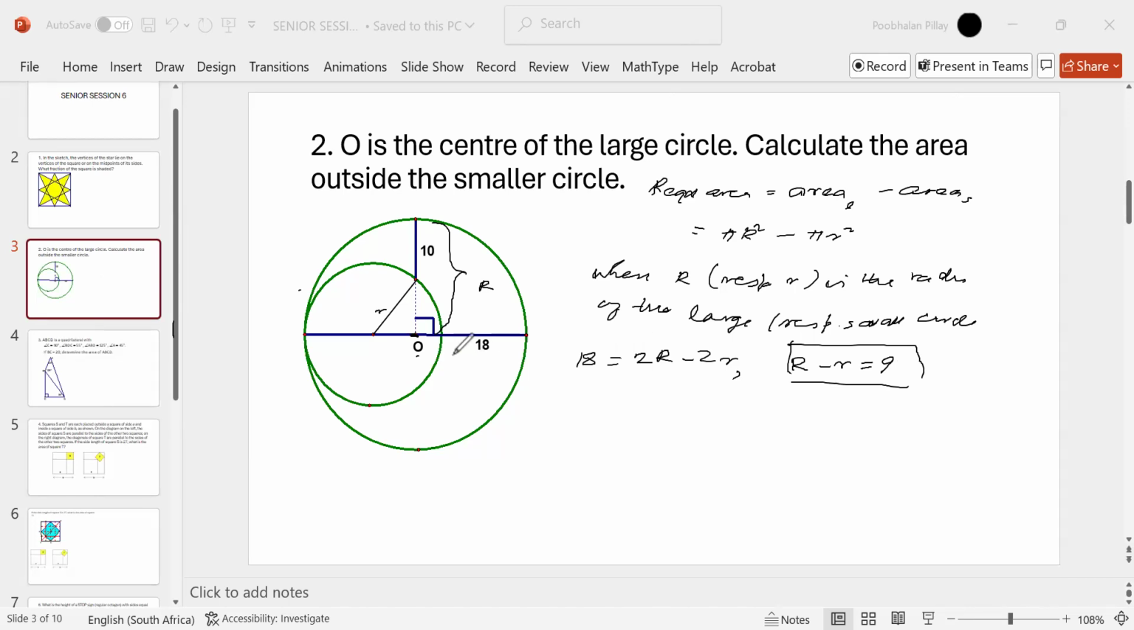So that gives me an equation involving small r and capital R. If I got another equation, then I can solve. Then you'll have two equations and two unknowns. But you've got only one equation here in two unknowns. So where is the other equation? The other equation is really here, Pythagoras.